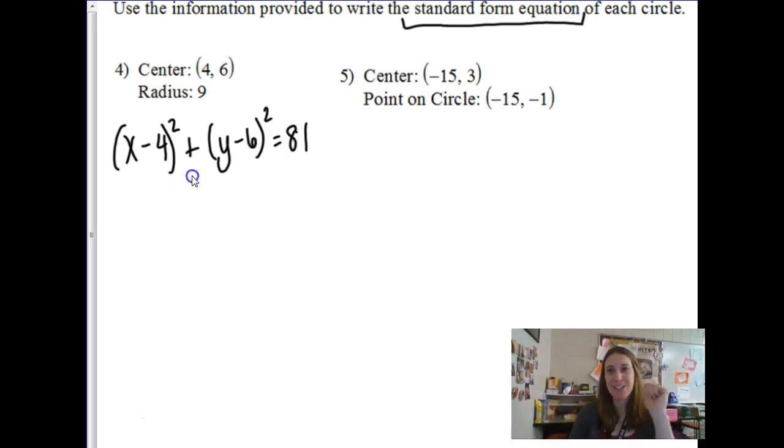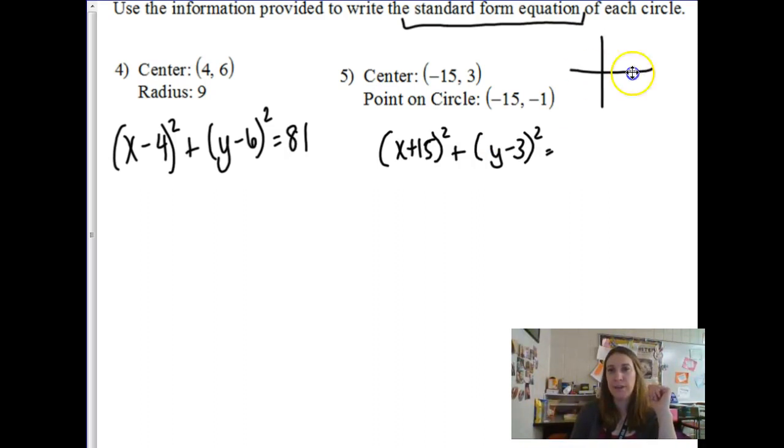So, yay. Alright, so here, center at (-15, 3), so our parenthesis is (x plus 15) squared, plus (y minus k) would be (y minus 3) squared. Ooh, this one's fun, the point on the circle. So, having a sketch would help, you know, if I could actually draw. But (-15, 3), let's pretend it's here, right? And then (-15, -1) is down here. So, this is the center, and then the circle, the edge goes through here somehow.